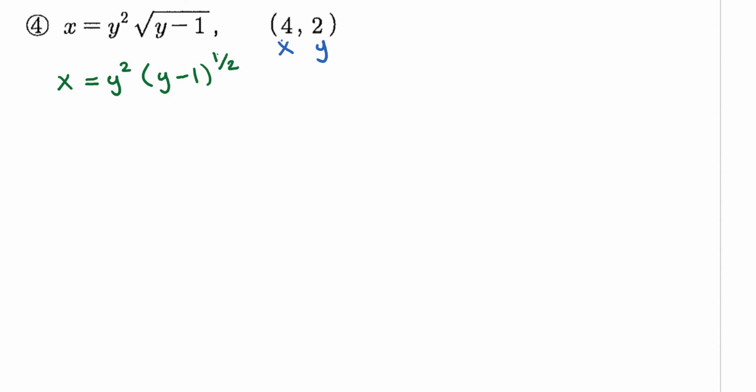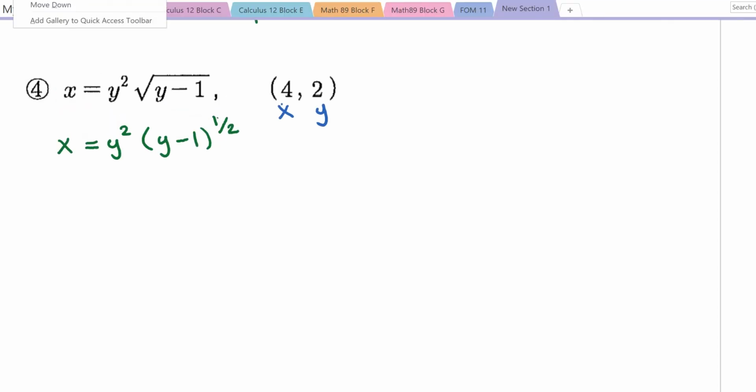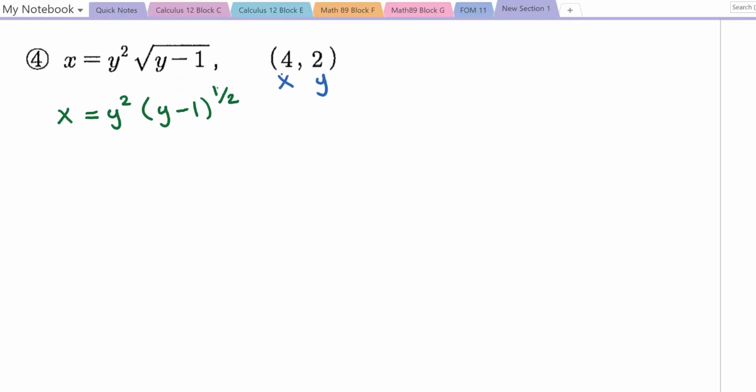Okay, let's go ahead and start taking some derivatives now. The derivative of x is going to be 1. And the derivative of y squared is going to be 2y times y prime. Then the product rule states that I need to write out the second term as is, so this will be (y minus 1) to the power of 1/2, and then add that to the first term, which was y squared.